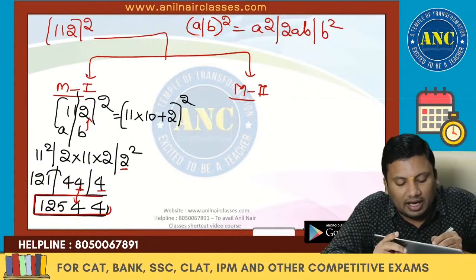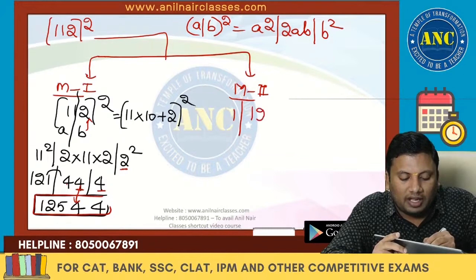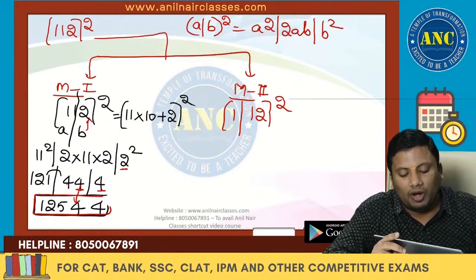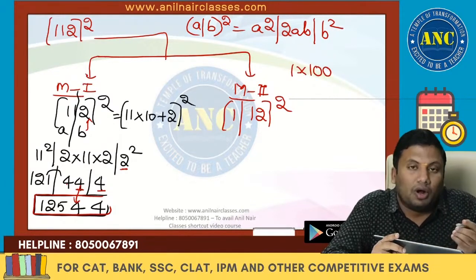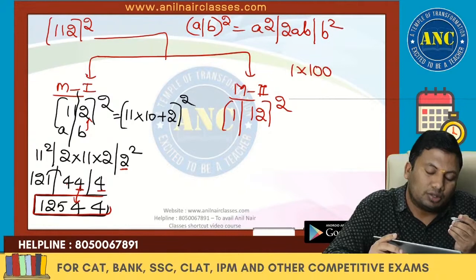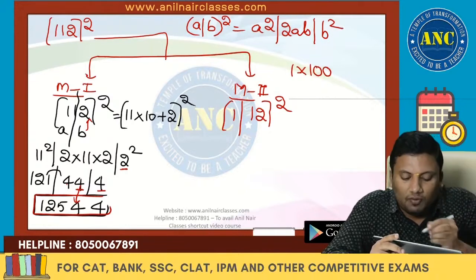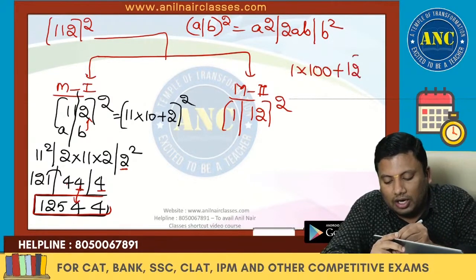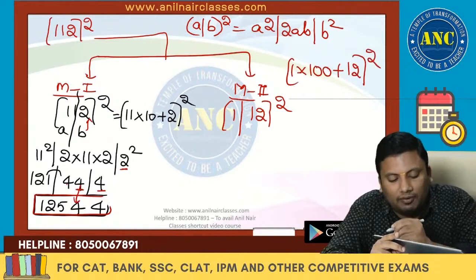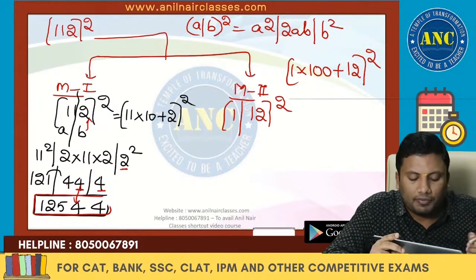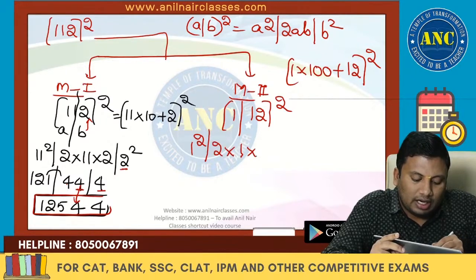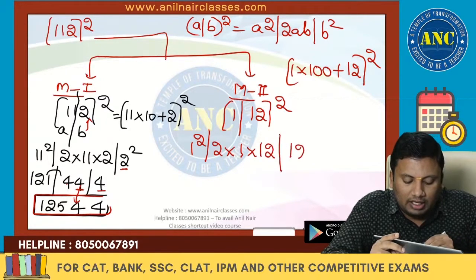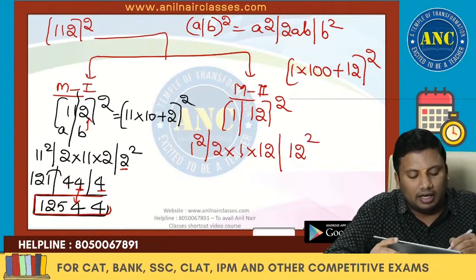Hey Anil sir, can I do it like this? Where two variables are distributed among three numerical values. 1 slash 12. The slash tells you the value of the digit present to the left of the slash. 1 into 100 plus 12 square. Even this method will give you the answer orally. A square, next is 2ab, and next is b square.